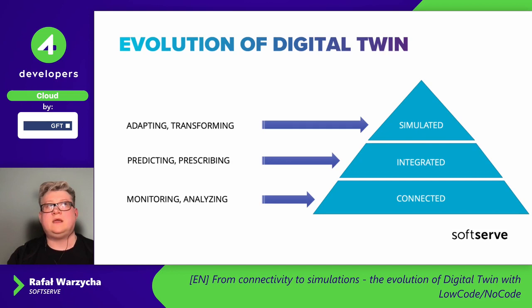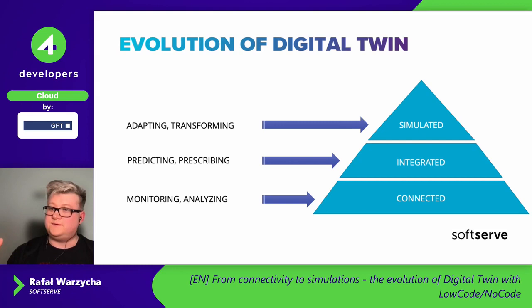Going up, adding a little bit more effort, we can reach the predicting and prescribing layer, which is basically via integration, adding additional layers of, for example, modeling, we can see more. We can analyze the other facets of the model, which are not usually seen at first glance.